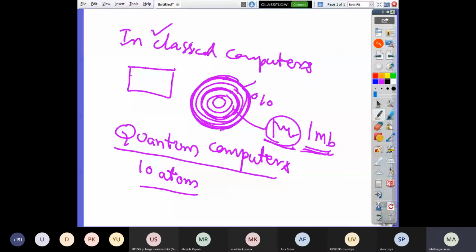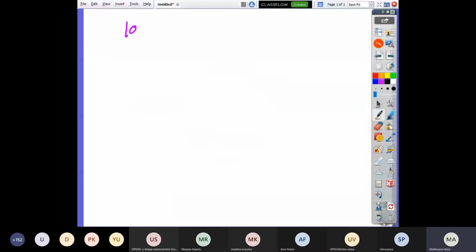So how is it storing 1 MB of data within 10 atoms? That I am explaining. By 10 atoms, we are storing 1 MB of data. How is it going to happen? I am going to explain. Try to understand. First, let us take one atom.